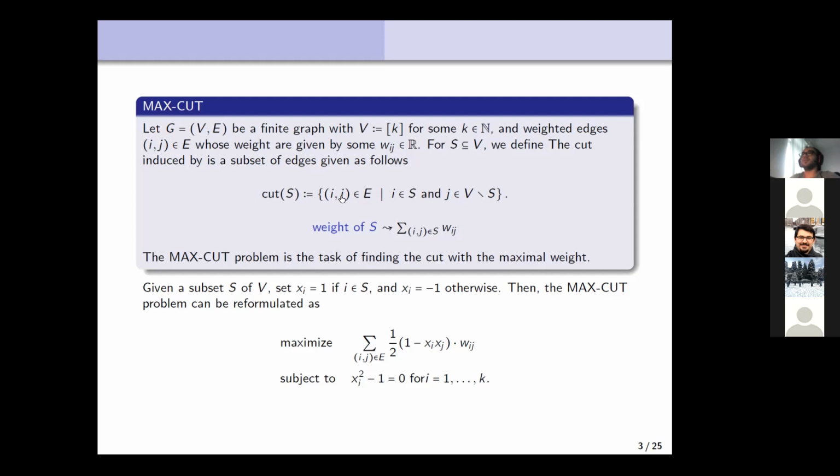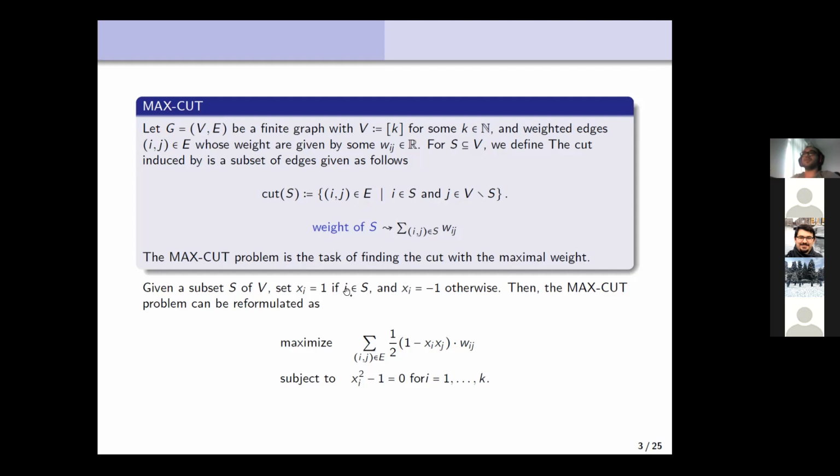S of the vertices. This cut is basically just a subset of edges, such that one of the vertices is in the subset that you chose and the other is not. The weight of the cut induced by this set of vertices S is just the sum of the weights that you see in this cut. Then the Maxcut problem is asking about finding the maximal weight that you can get in such a way.